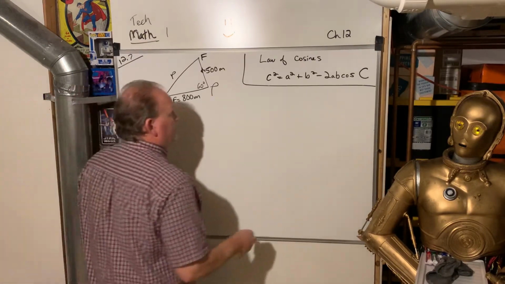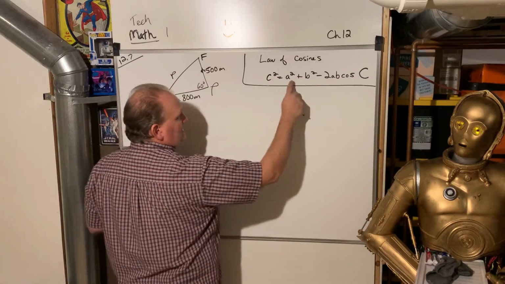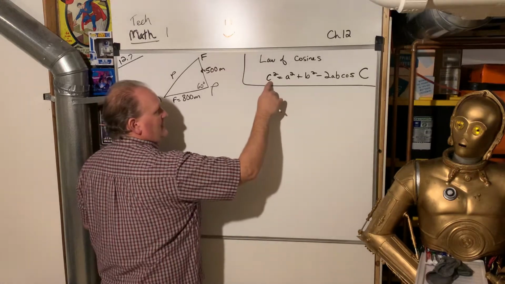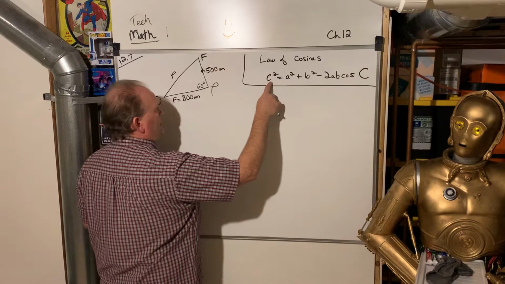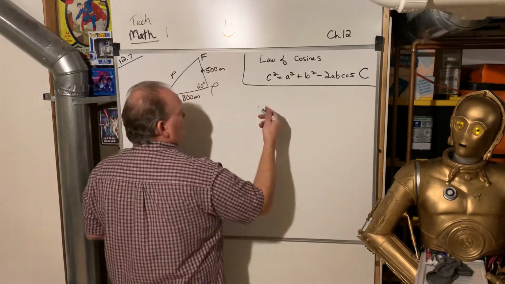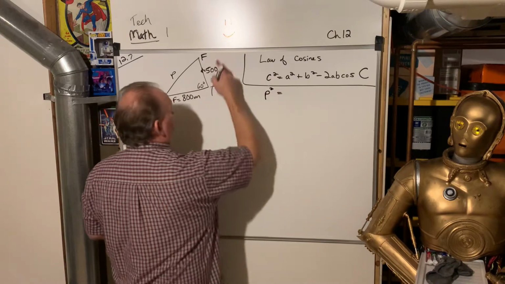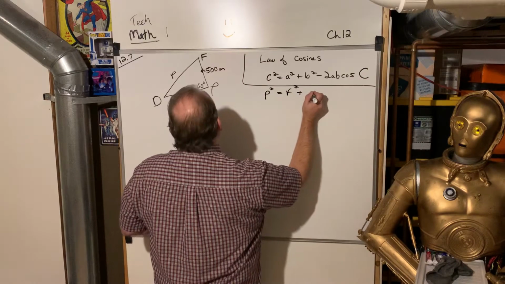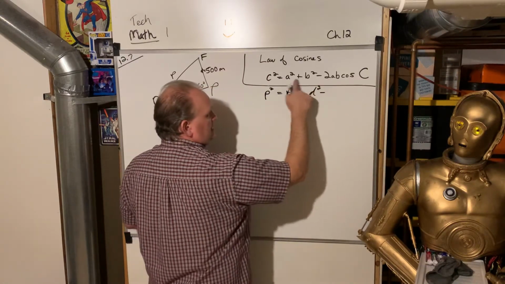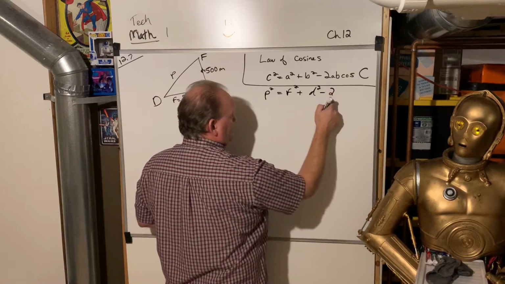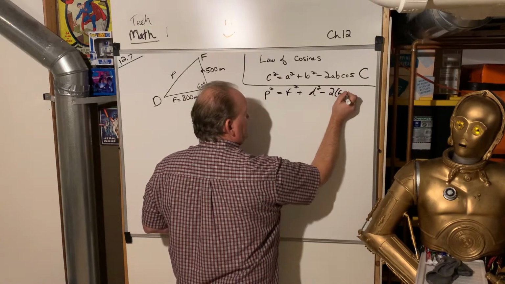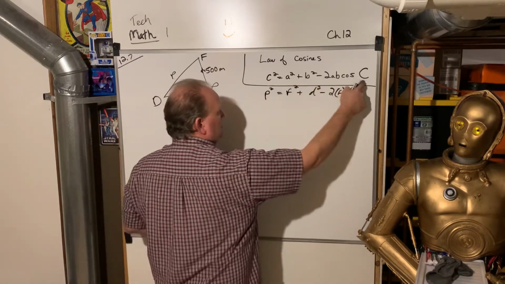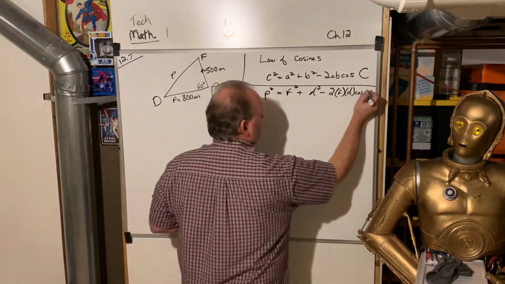Well, let's take a look. We're going to use the law of cosines, and initially this looks really bad, but it's not as bad as it looks. The side that you're trying to find is always the one that's isolated. So p squared equals, it doesn't matter which one comes first or second in this scenario. I'm just going to say f squared plus d squared minus 2 times f d times the cosine of the angle opposite the side you're looking for, so P. 2 is a constant, it's always 2.